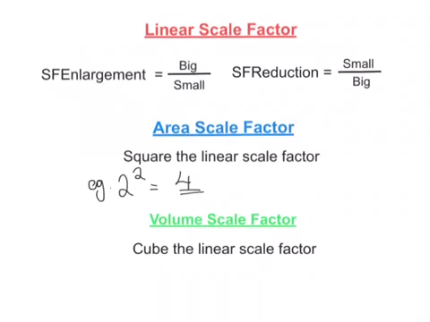If, again, you figured out the linear scale factor was 2, and you wanted to turn it into a volume scale factor this time, now you're thinking about a three-dimensional object, then you need to cube it, and that would give you the answer of 8. So that is how you go between the linear scale factor and changing it into either the area or volume one. All you do is either square or cube it.